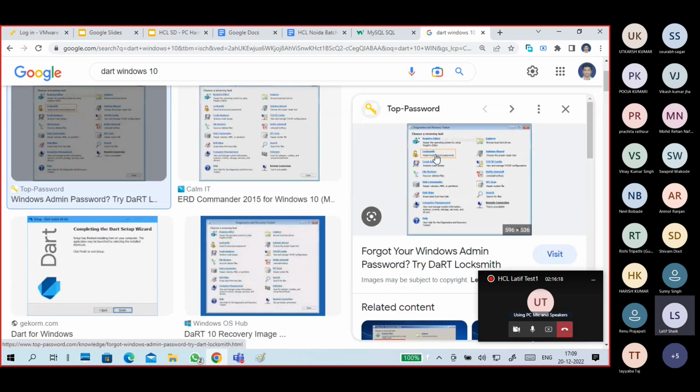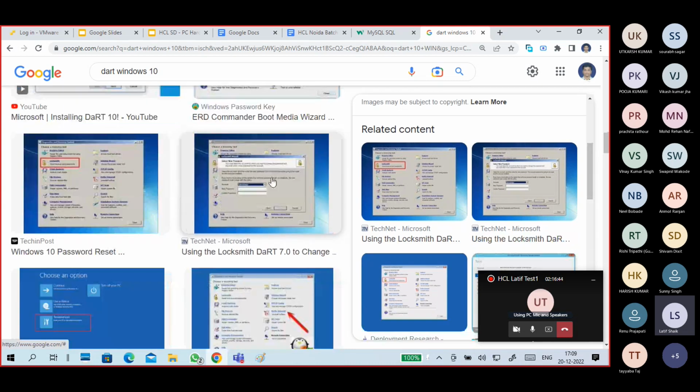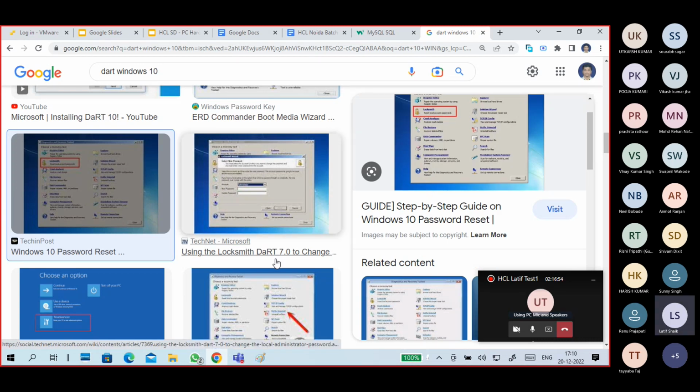Locksmith will let you reset the password. Explorer will give you something like My Computer, and you can take a backup. If there is a problem with your registry, you can reset the registry, and disk management and other things you will also get, file system checking. This is DaRT. Sir's or Sai sir's relative got one problem and needed help. They forgot their password, so I told them this is a solution.